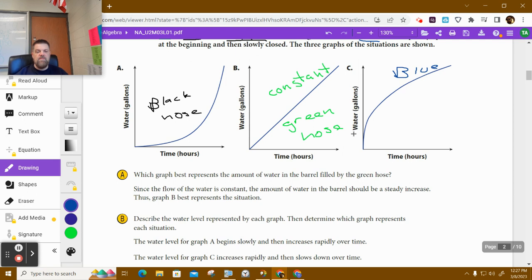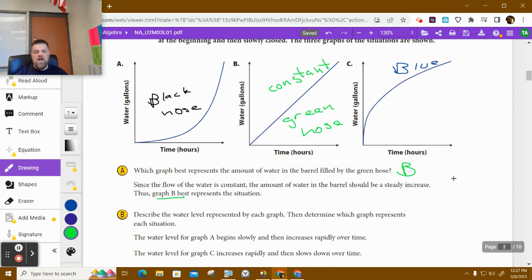So it says which graph best represents the amount of water that filled with the green hose. Well, that would be B, right? Since the flow of the water is constant, the amount of water in the barrel should have a steady increase. And so B is that one. Let's see if we're right, though.